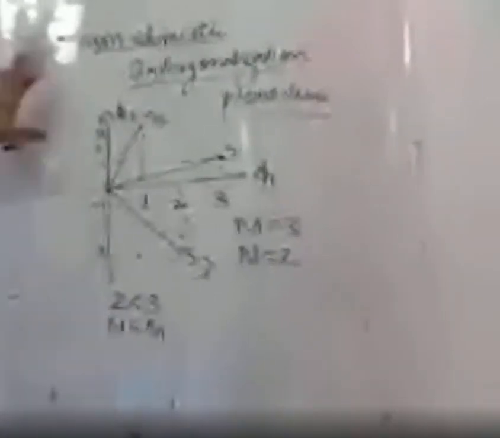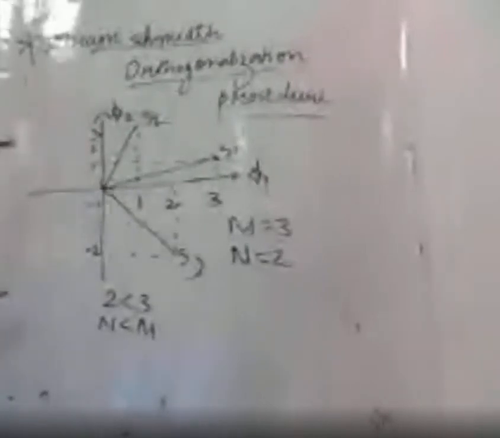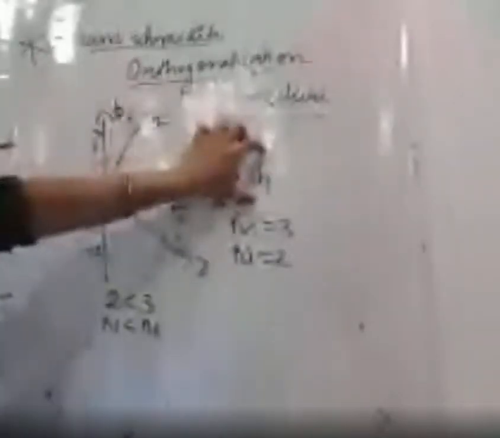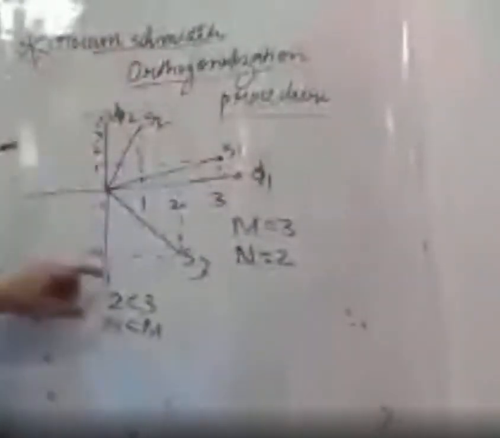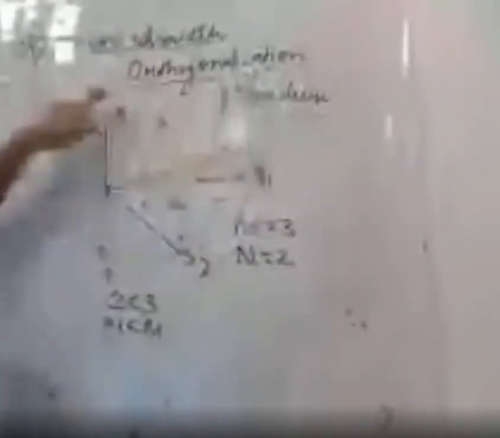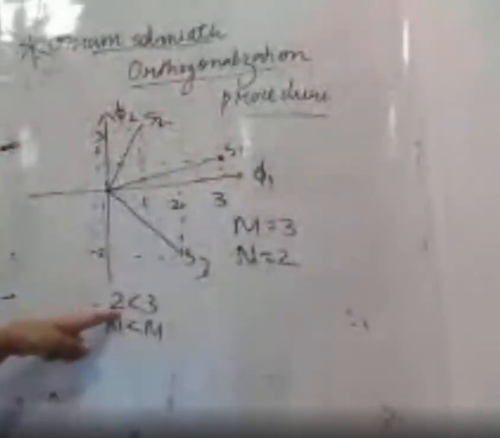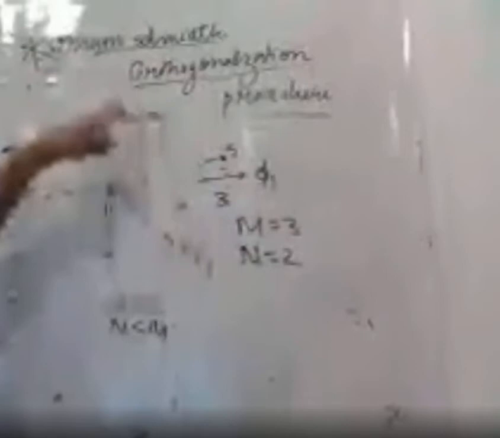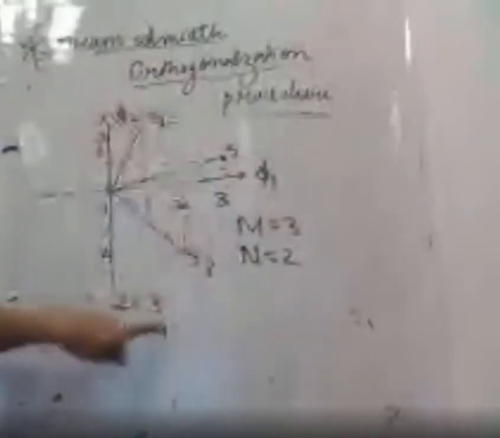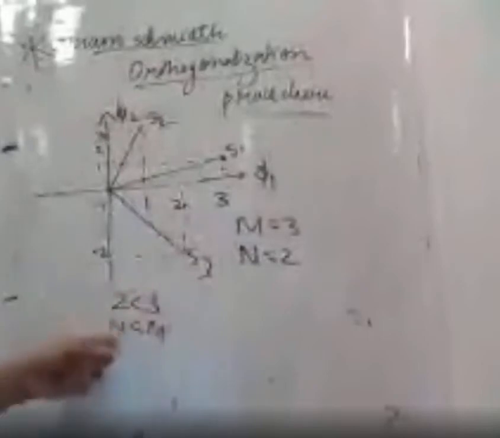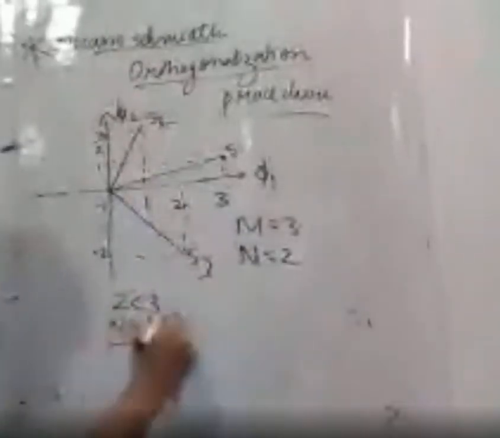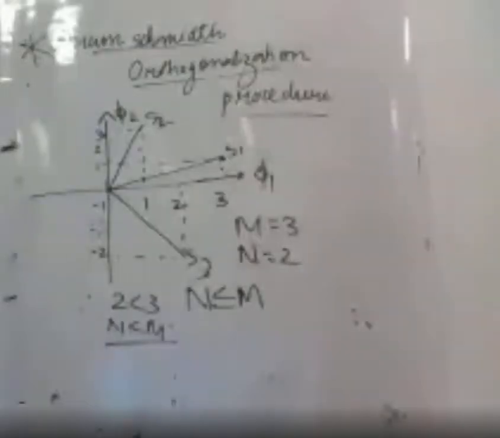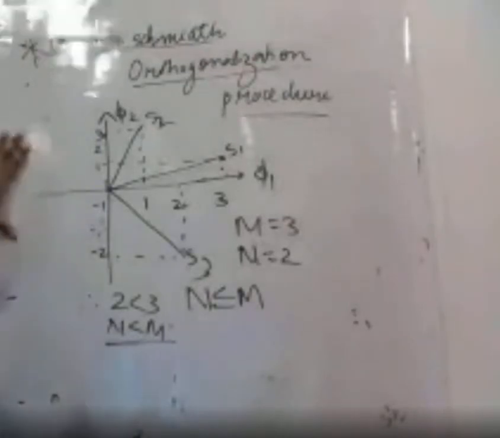Just wait. Until then, let me explain Gram-Schmidt once more. Here we have two orthonormal basis function. Phi 1 is one orthonormal basis function, and phi 2 is another. So since we have two orthonormal basis function, our n value is 2. And here we have three signals S1, S2, S3. So m value equal to 3. So 2 less than 3, that is our n less than m. This is the criteria we just mentioned: n should be always less than or equal to m. We only showed it as an example. Is this clear?